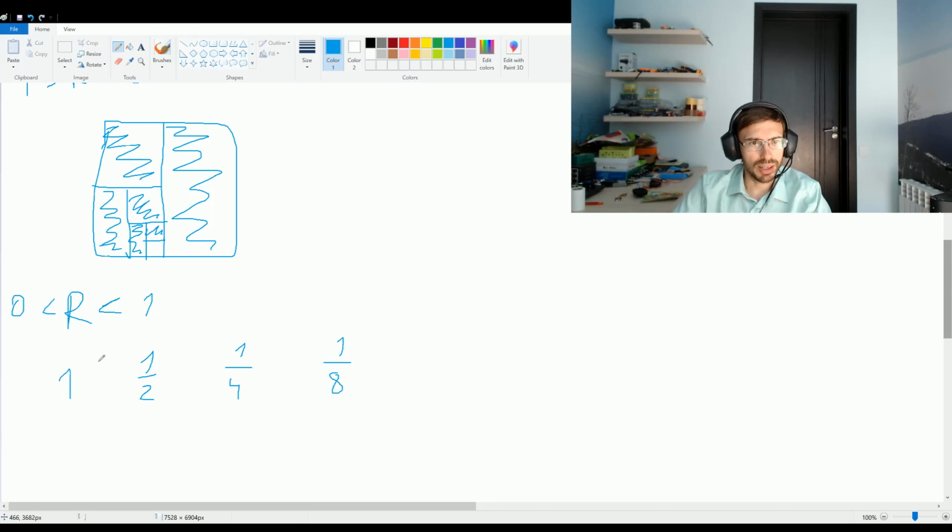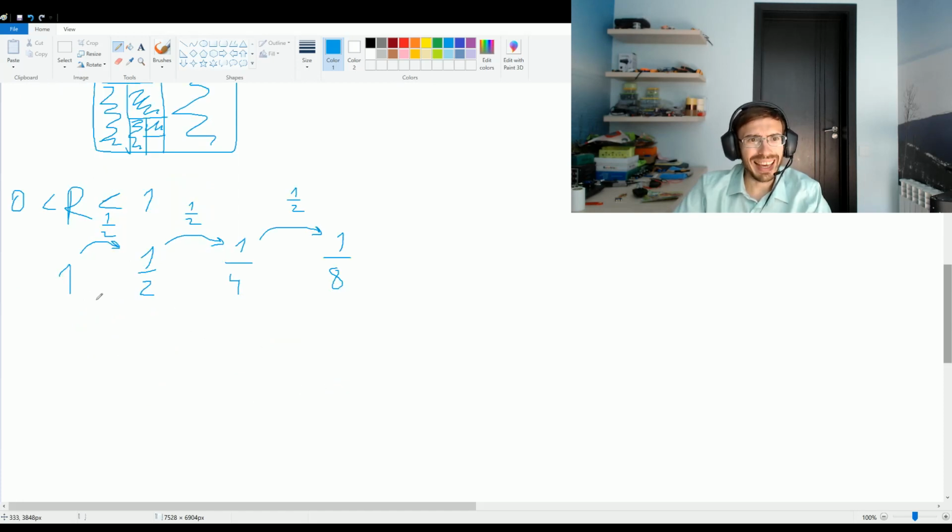So what is r here? By what number do you have to multiply 1 to get 1/2? Obviously by 1/2. By what number do you have to multiply 1/2 to get 1/4? Also 1/2. By what number do you have to multiply 1/4 to get 1/8? Still 1/2. So this is a geometric progression, and since we are multiplying by something less than 1, each next number becomes smaller, smaller, and smaller.